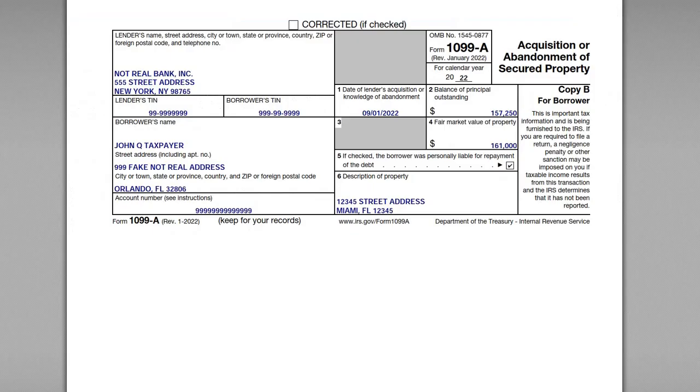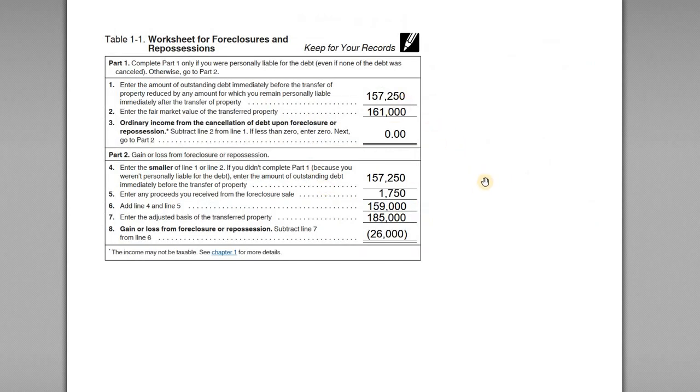So let's have a look at the worksheet that John completed. So here's the worksheet that John needed to complete. So part 1, we're only completing this if we're personally liable for the debts, right?